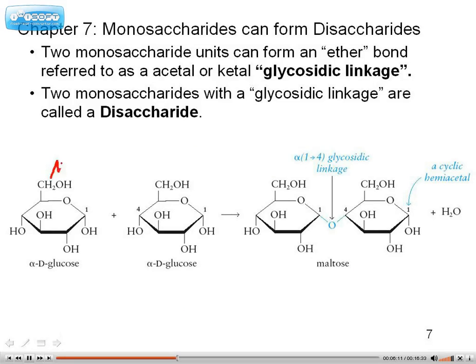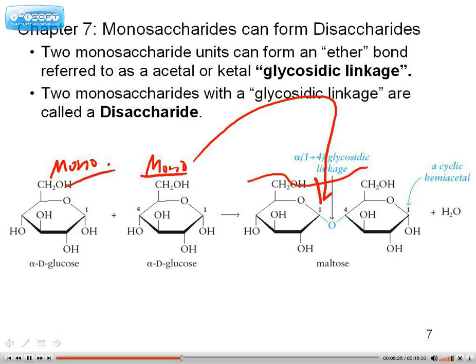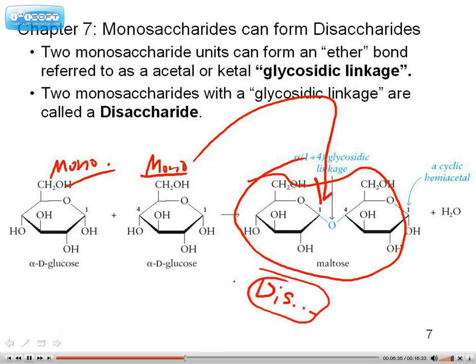If these are monosaccharides, mono, then when we combine them in an ether reaction, we create disaccharides. So this is an example of a disaccharide. And I'll let you finish writing that word right there because I'm just too lazy. Disaccharide.